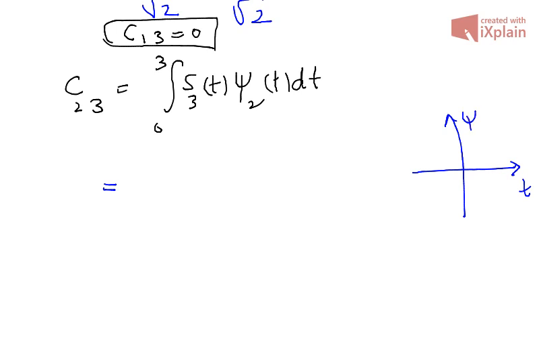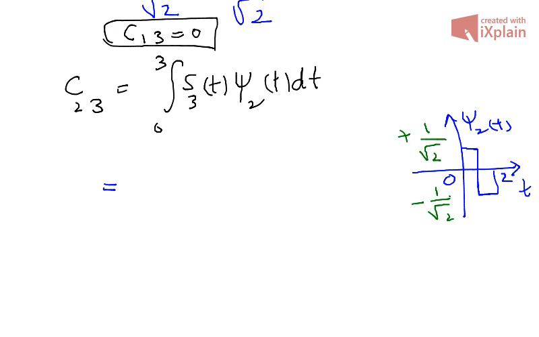Psi 2 of t, the shape is similar to s2, but it is scaled from 0 to 2, and this is 1 over under root 2, this is minus 1 over under root 2. So these are the amplitudes, 1 over under root 2.